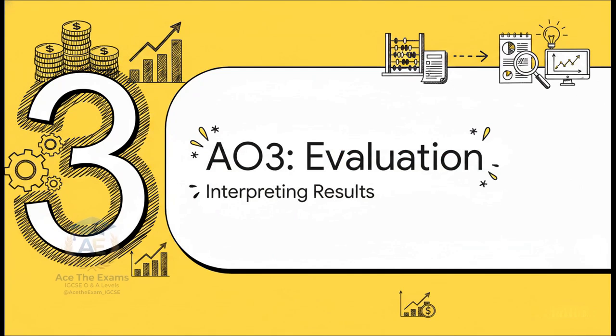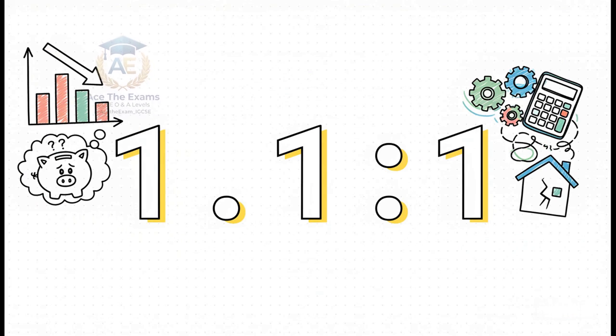Section 3, AO3. Ratios and evaluation. Time to upgrade our skills from a basic bookkeeper to an investigative financial intelligence analyst. And this brilliantly illustrates the ultimate A-star trick scenario. Look, calculating a ratio is just a baseline skill. Identifying what it actually means, that is A-star territory.